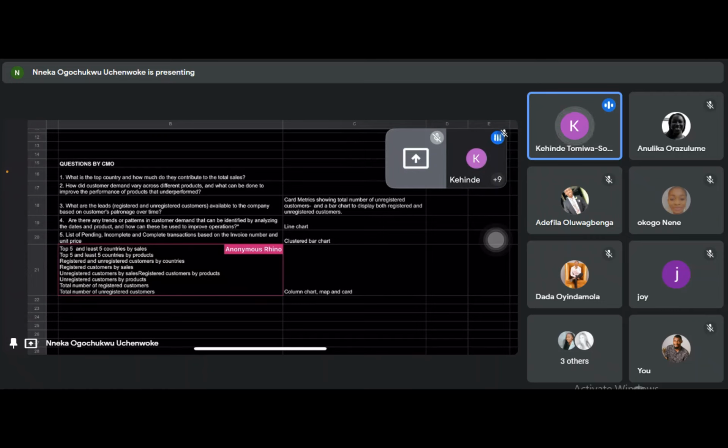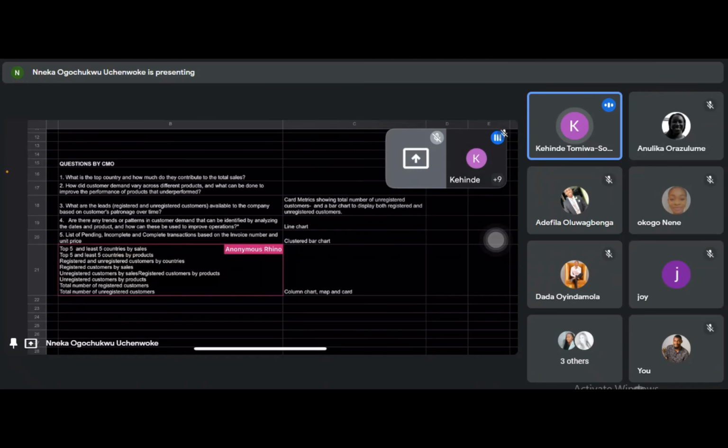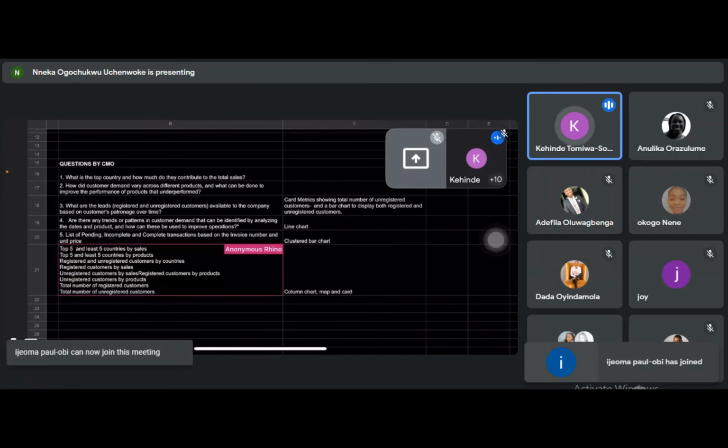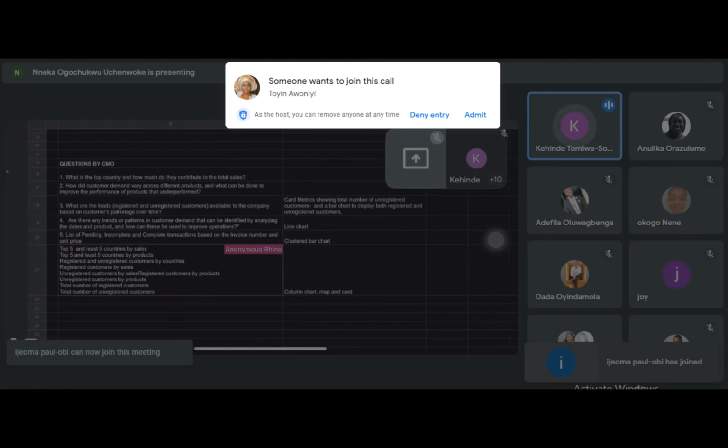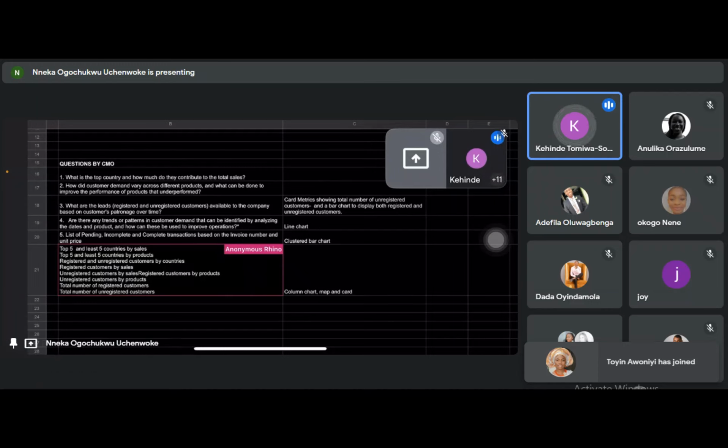Then number five, we want to list pending, incomplete, and complete transactions based on the invoice number and unit price. I know we mentioned that in the last meeting as well, that the transactions that don't have unit price means that they are incomplete. So here we want the marketing team to see that, to find out what could be the reasons why people's transactions are not completed. Why don't they have unit price attached to their purchase? So then here, this is just like a general visual that we want to look at for everything.